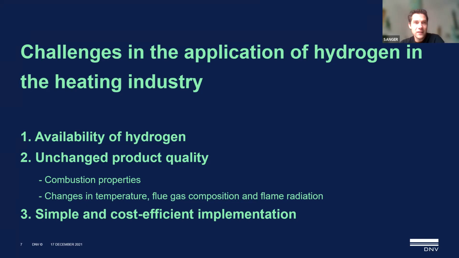Unchanged product quality, that's something the industry wants. If you switch from natural gas to hydrogen combustion, then you have to deal with changes in combustion properties. For example, changes in flame temperature, flue gas composition is different, flame radiation is different, and that might also impact, for example, product quality if you have direct heating, but it might also impact your refractory material. So there's work to do. And of course, the industry also would like to have a simple and cost-effective implementation.